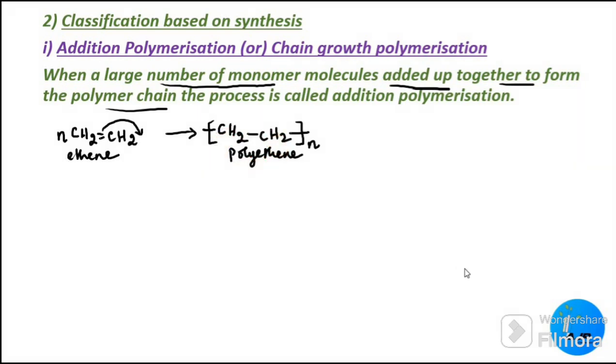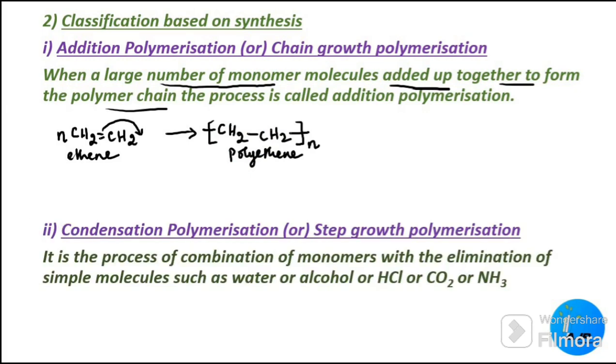Next, we shall see the next category, that is condensation polymerization or step growth polymerization. It is the process of combination of monomers with the elimination of simple molecules such as water, alcohol, HCl, carbon dioxide or ammonia. In addition polymerization, there is no elimination of these substances, whereas in condensation polymerization there will be some elimination, and here also the monomers will be combining, but with simple molecule elimination.